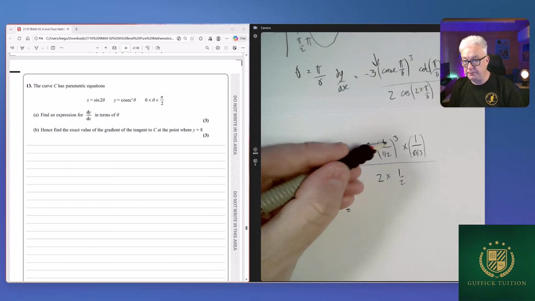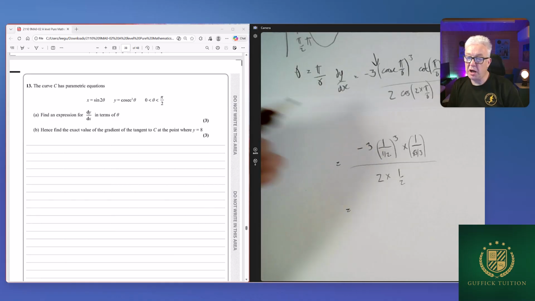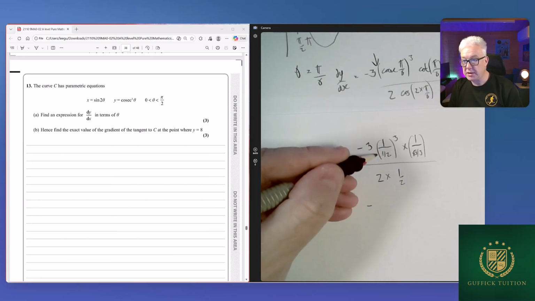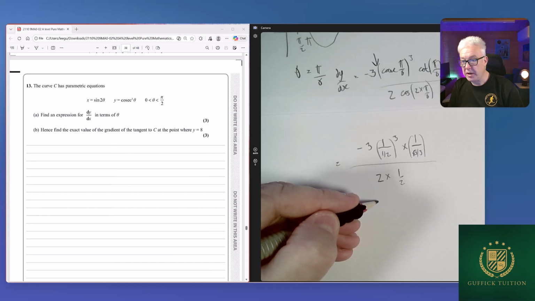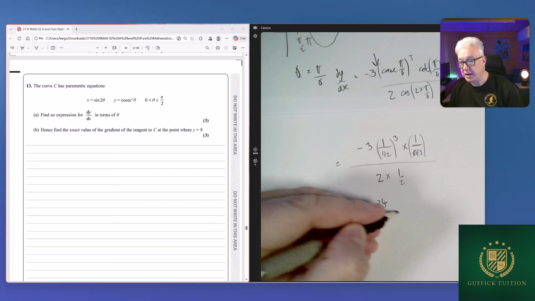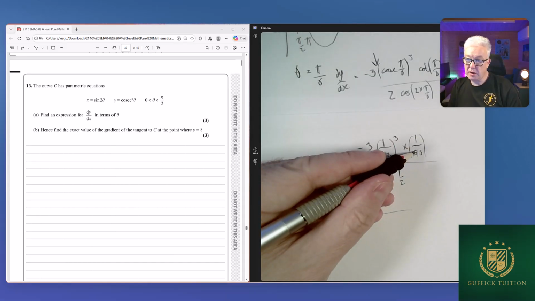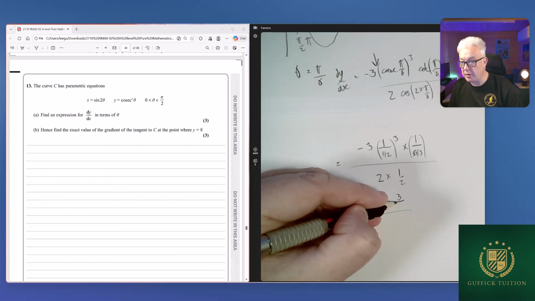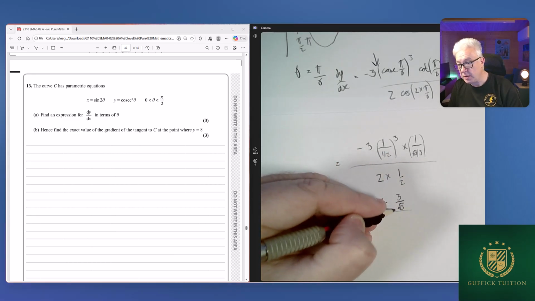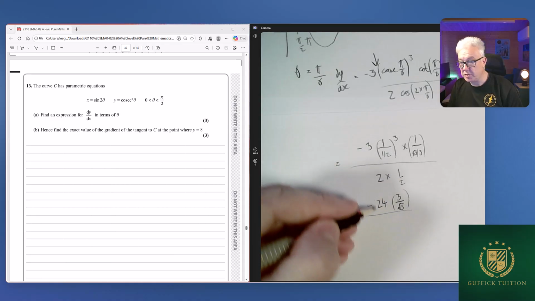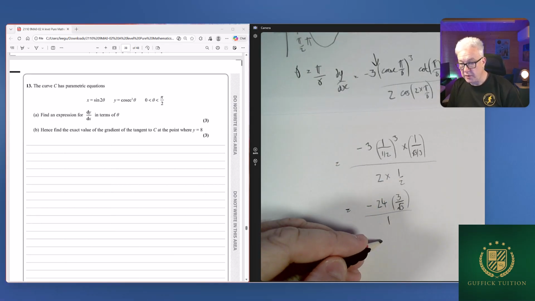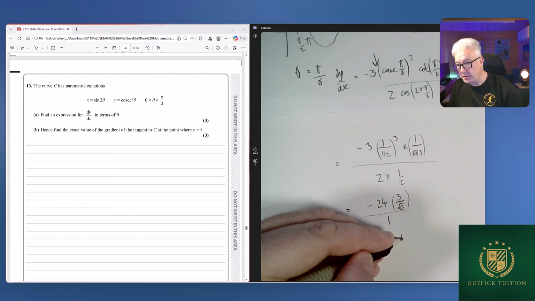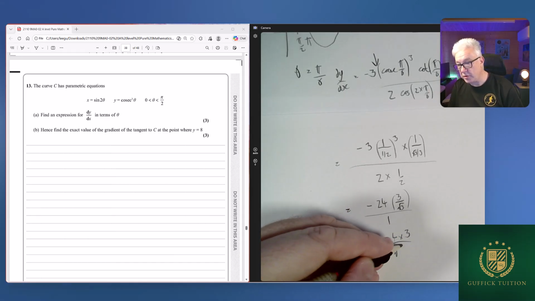Okay, so 1 over a half is 2, and 2 cubed is 8. So minus 3 times by 8 is going to be minus 24. 1 over root 3 over 3 is the same as 3 over root 3. Half times 2 is 1. Okay, so we've got minus 24 times by 3 over root 3.